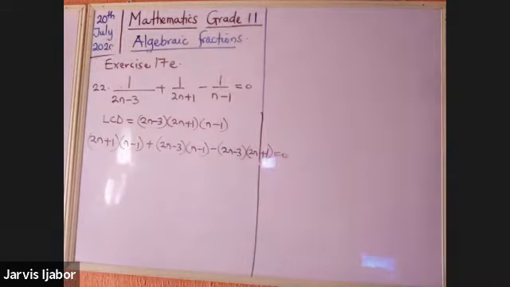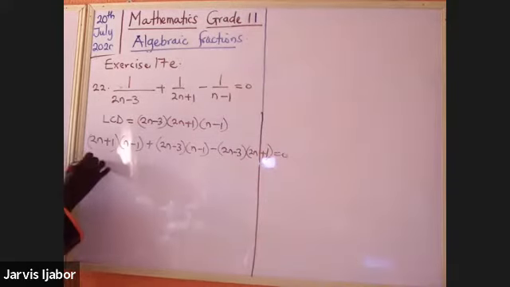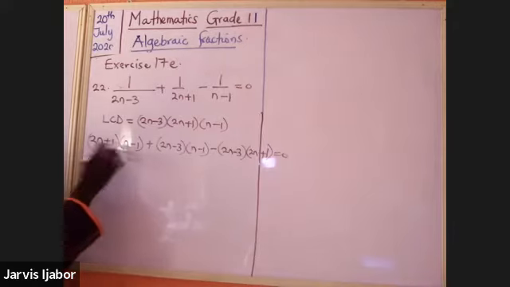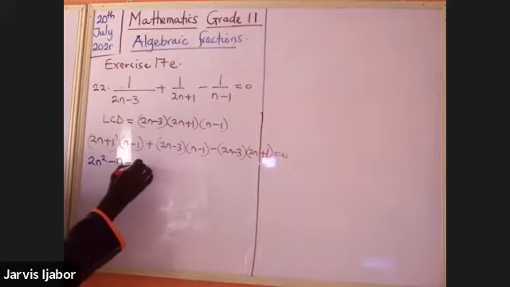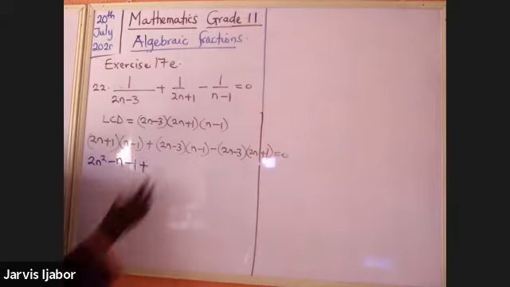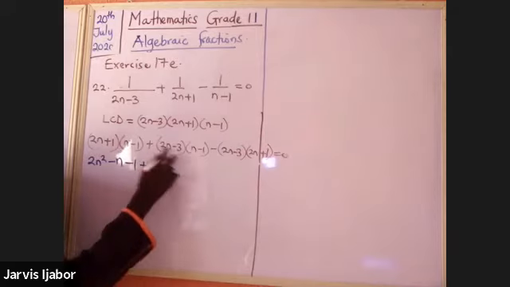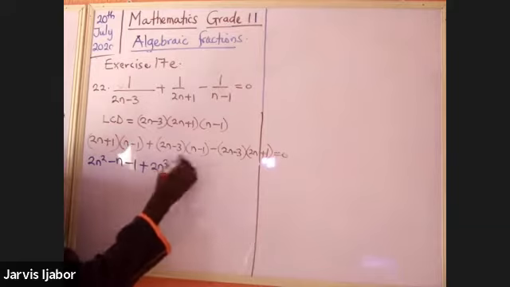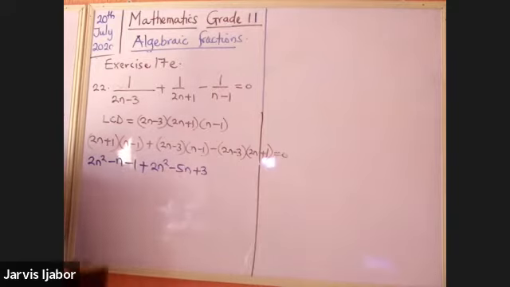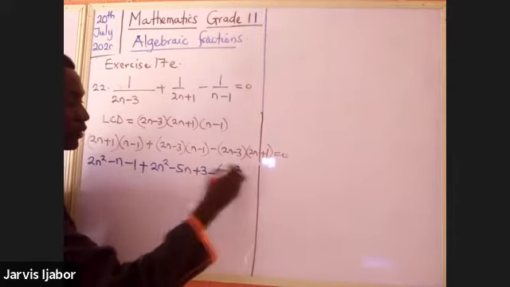So if that is done, the next thing will be to try to open up the brackets, and this will give me 2n squared minus n minus 1 plus 2n squared minus 5n plus 3 minus 4n squared.